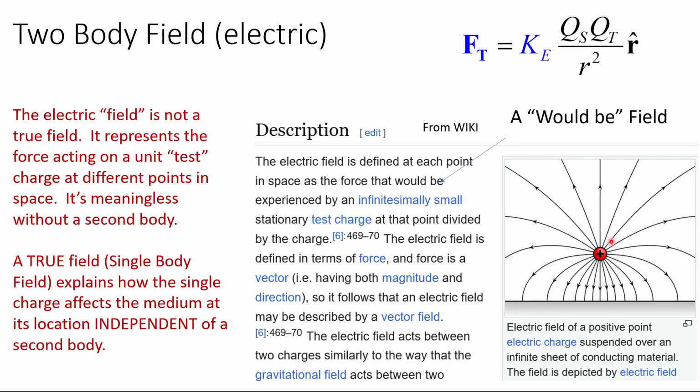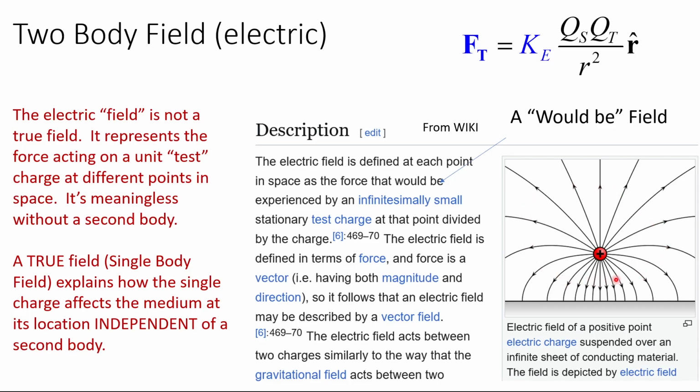And from this two-body force, they have developed a two-body field concept. Again, this is not a real field. The electric field is defined at each point in space as a force that would be experienced by an infinitesimally small stationary test charge. So it's the force that you would see, just like our example with the buoy. It's a force between two bodies. And without the second body, this field is a completely meaningless construct.